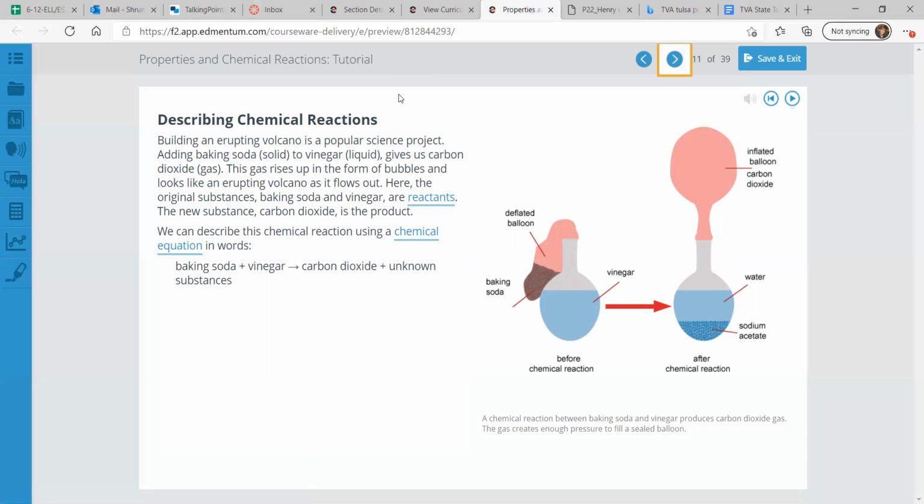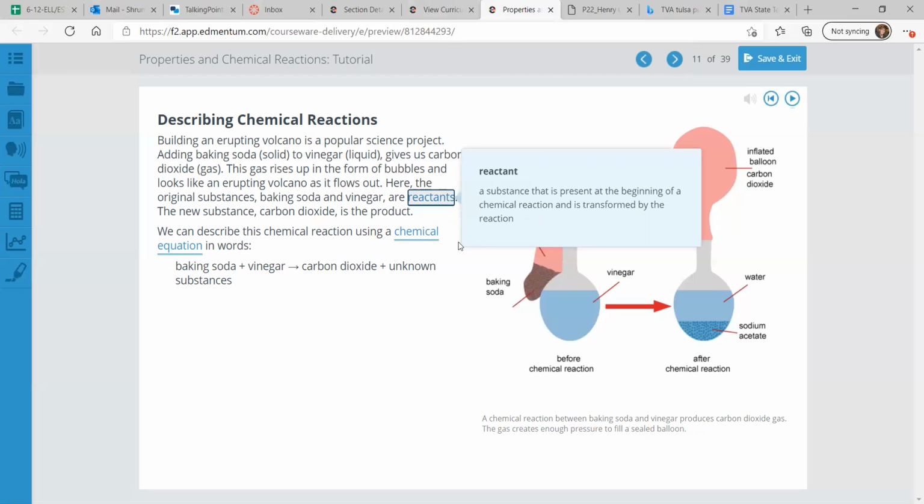Describing chemical reactions. Building an erupting volcano is a popular science project we see in movies and film. Adding baking soda, a solid, to vinegar, which is a liquid, gives us carbon dioxide gas, CO2. And the CO2 gas rises up in the form of bubbles and looks like an erupting volcano as it flows out. Here, the original substances, baking soda and vinegar, are reactants. The new substance, carbon dioxide, is the product.